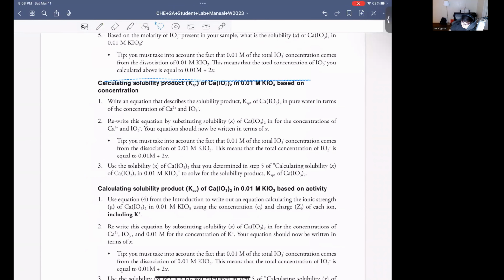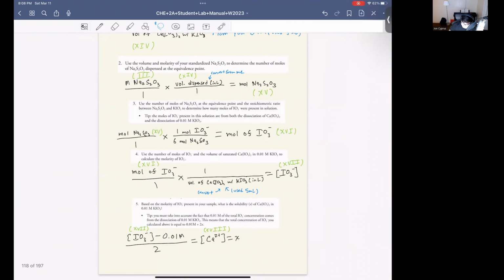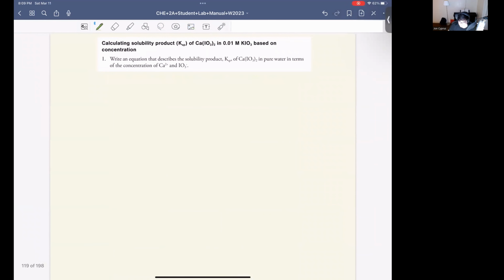It says to write an equation that describes the solubility product in pure water, in terms of the concentration of calcium and iodate. Let me get a new page. All right, so it's going to be the same thing here, right? As we had for, oh, we're not even including activity. So we're not even including activity here. So we'll do that next.